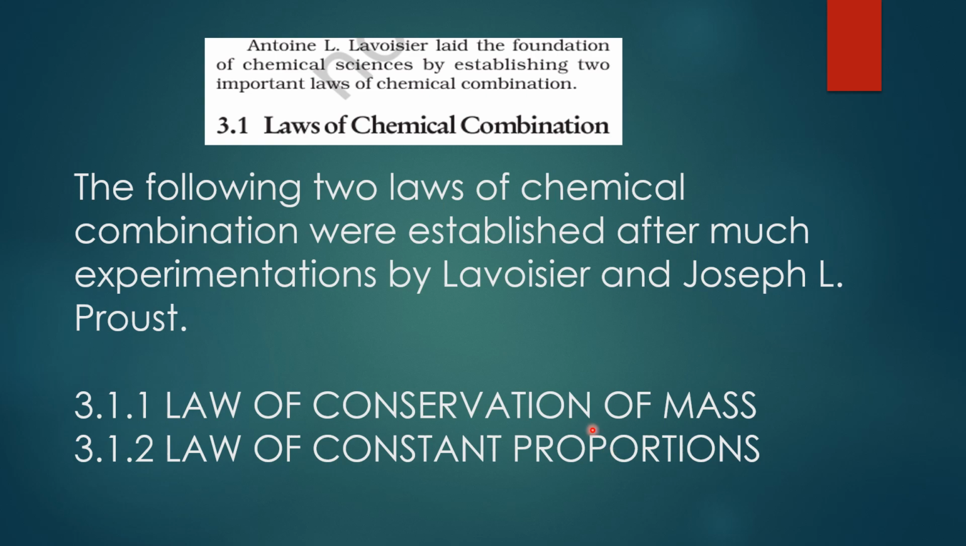Okay. So after all the experimentations and all, these two laws of chemical combination were established by these two scientists. Okay. इनका क्या क्या नाम था? Law of conservation of mass and law of constant proportions. तो ये अभी हम coming lectures में detail में study करेंगे what they mean actually.